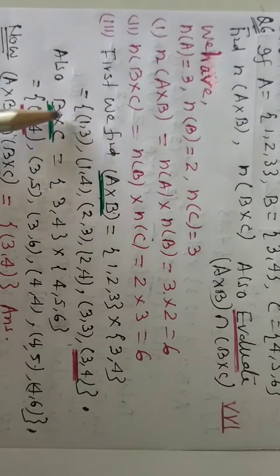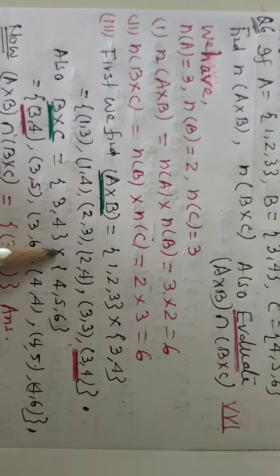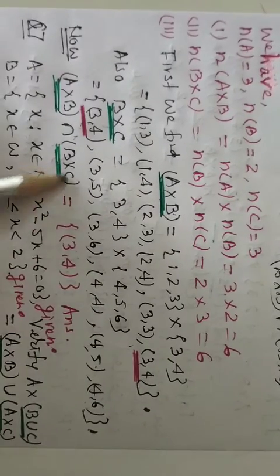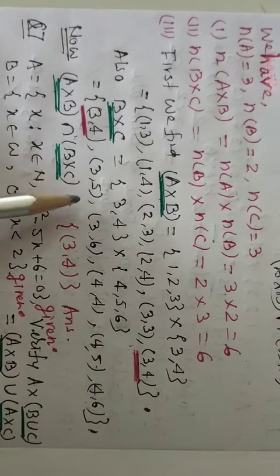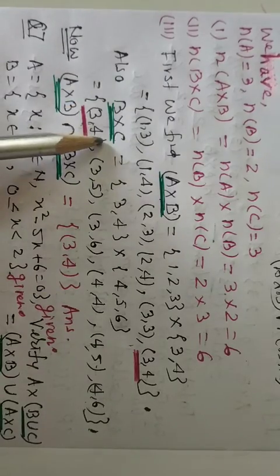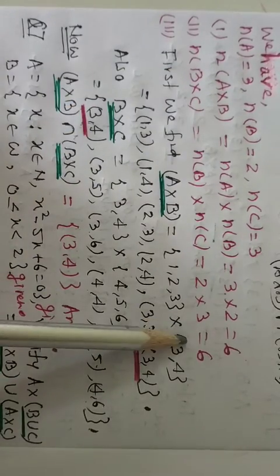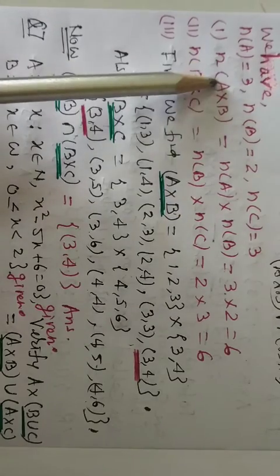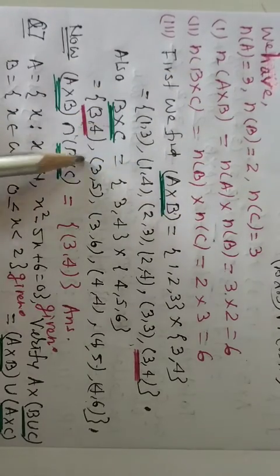Similarly, find B × C: write the members of B and C, then write the members of the cross product, and count the members: 1 2 3 4 5 6. So again B × C is also 6. So either do it by formula or do it this way.